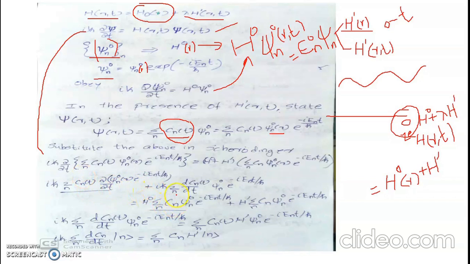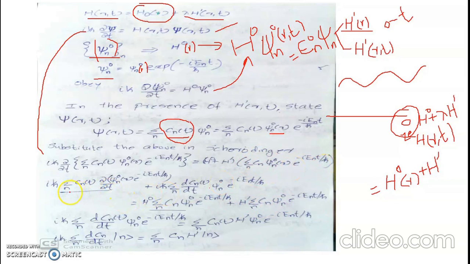Plus iħ summation over n, retained, into the derivative of the first into the second function: d/dt of Cn(t) into the second function, which is the wave function, the product of the homogeneous time-only and space-only dependent parts. That's equal to, on the right side, (H0 + H') operating on this wave function: H0 summation over n Cn ψn0 e^(-iEn t/ħ) plus H' operating over the quantity in this bracket.